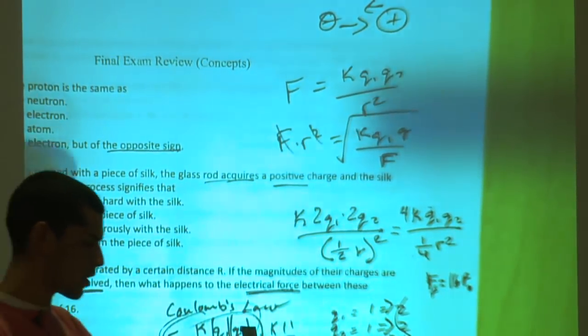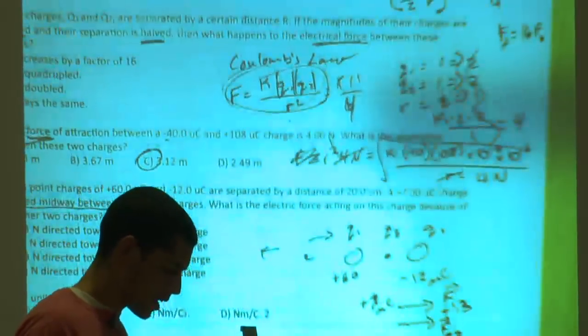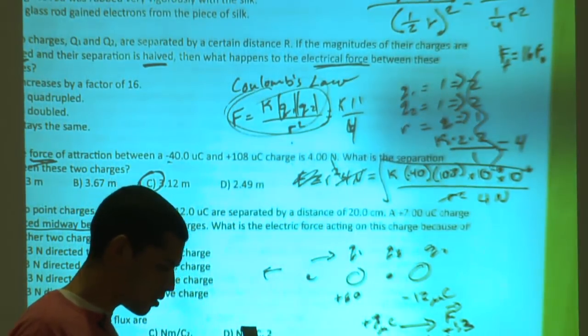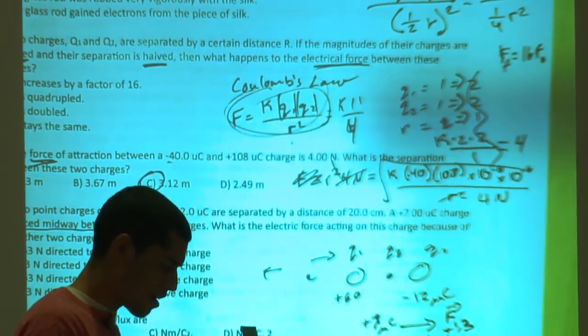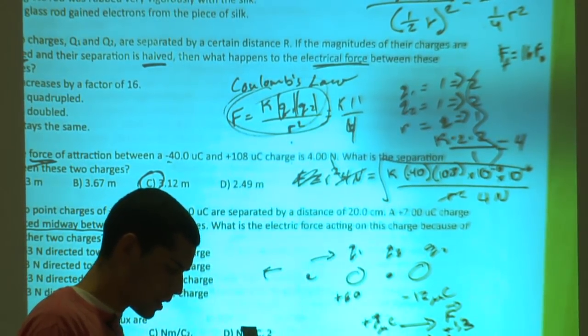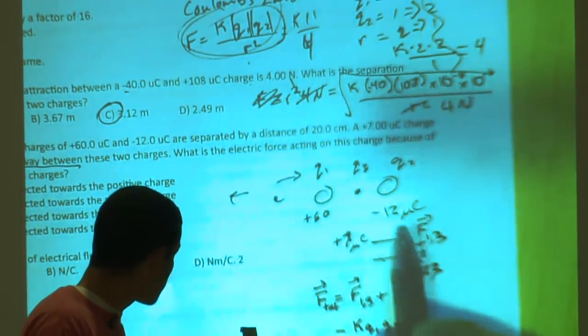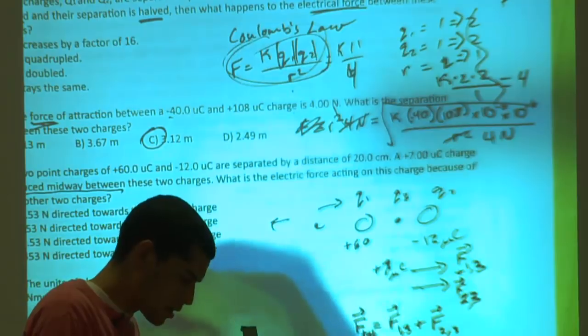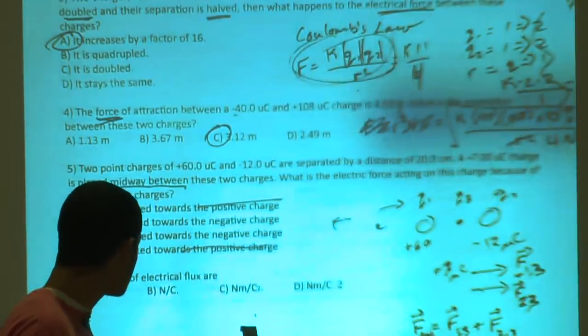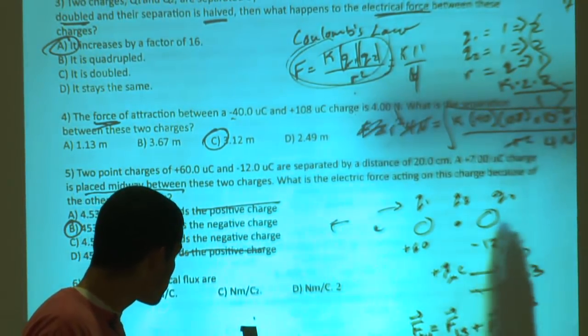No? Cool. Okay. So if we do this, we should see 435 newtons directed towards the negative charge. Okay, so we see here the negative charge. Both of ours are there. Immediately we can cross out towards the positive charges in our answer choice.